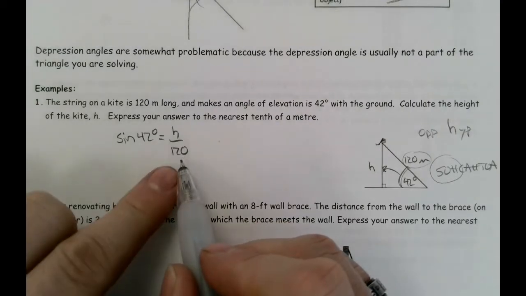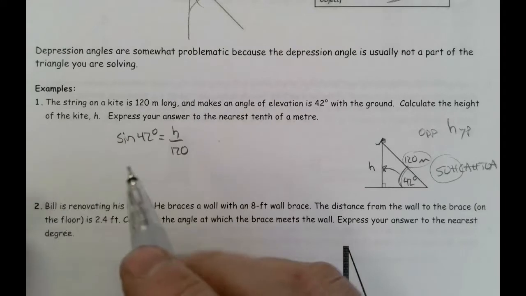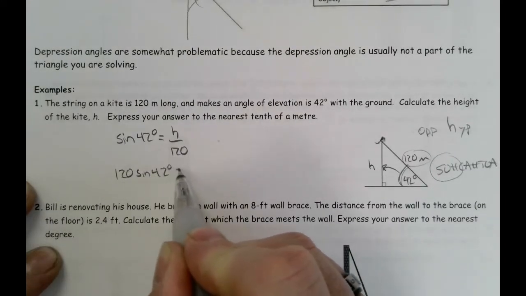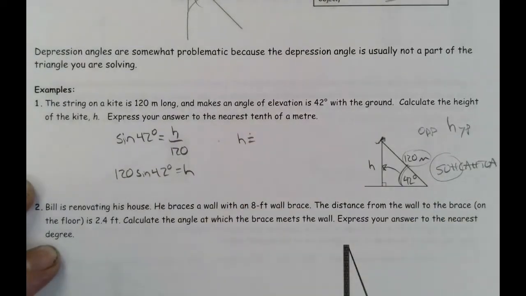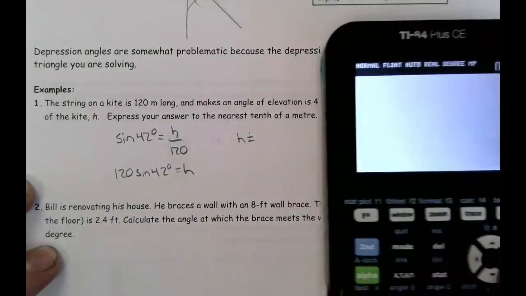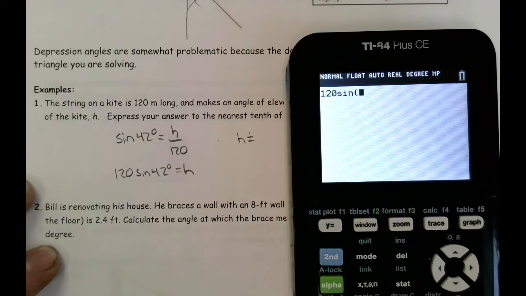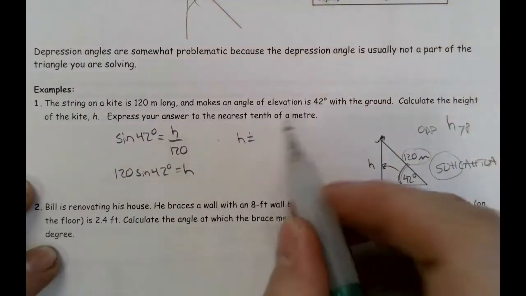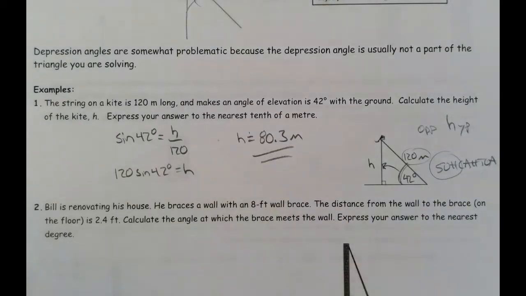Now, because the unknown is in the numerator, and I know the denominator, I'm just going to multiply that straight up. So 120 multiplied by the sine of 42 degrees will equal h. And so h is going to equal, and I'm going to use approximately here because I'm going to end up having to round, 120 times the sine of 42. And we get 80.3 when we go to the nearest tenth of a meter. 80.3 meters. That's how high the kite is.